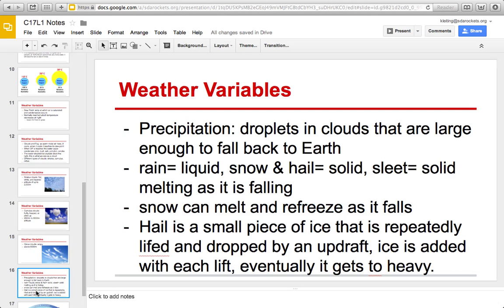Hail is a small piece of ice that is repeatedly lifted and then dropped by an updraft. Ice is added with each lift, so as it's being pulled back up, it's hitting more and more water, and it's turning to ice, and so it's getting bigger and bigger, and eventually it gets too heavy, and it can't be lifted back up. So if we have a really, really strong updraft, that's how we get really big hail.